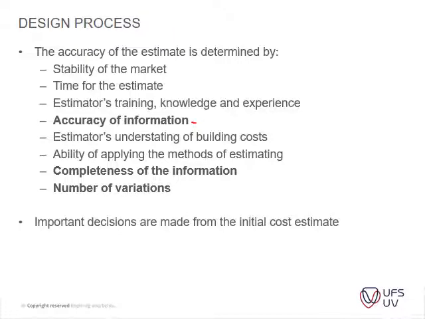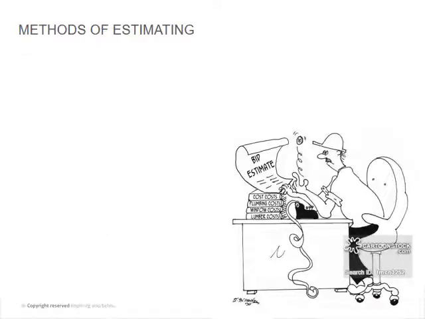Important decisions are made from the initial cost estimate. Like I mentioned, then we've got our methods of measurement. So I've looked at this. This is straightforward. Remember, we've got 9 different estimation methods.